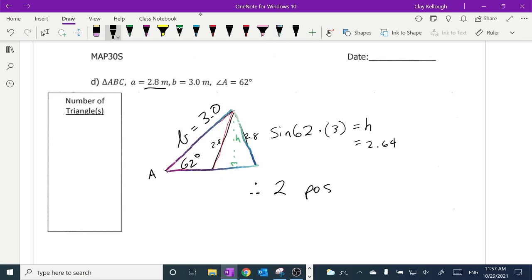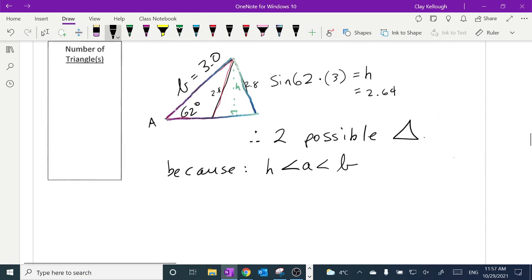Two possible triangles because A is bigger than h but smaller than B. Now, is every triangle we give you going to be labeled A, B, and C? No, we're going to give you other letters. So why don't we put this in words?